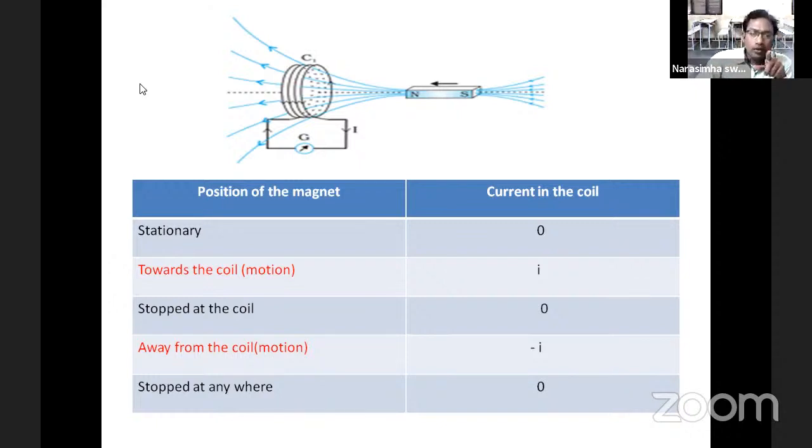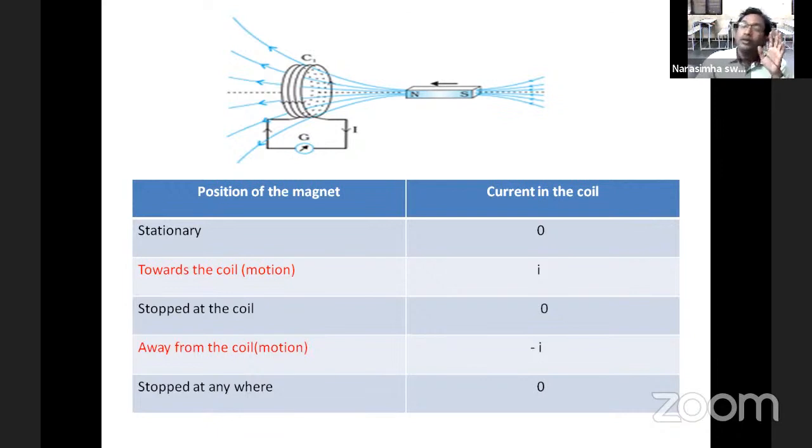So what we observe: when the position of the magnet is stationary, then the current in the coil, that is the galvanometer deflection, is zero. So the current in the coil is zero. Why? Because the magnetic field is not changing. What were Faraday's and Henry's explanations? Changing magnetic field induces the electric current in the coil. That point is to understand.